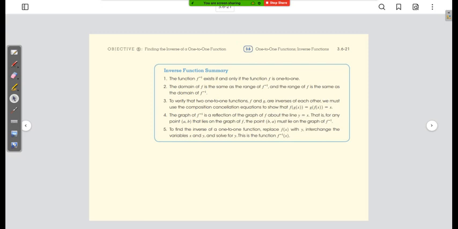Okay. Instead, we'll talk about the inverse function summary. Actually, we won't talk about it, but it will be on the notes. Okay. Anyways, that does conclude today's lecture.